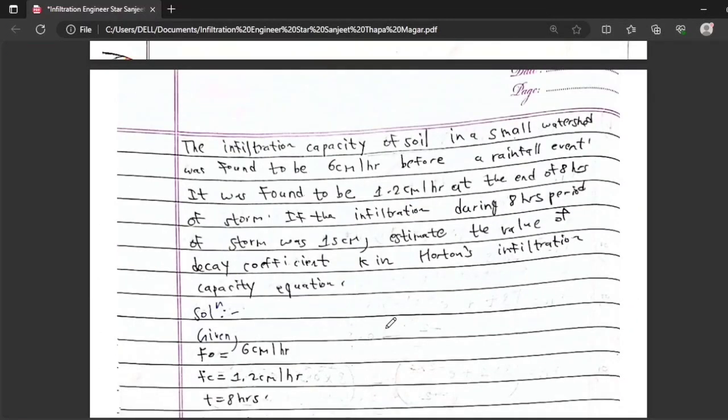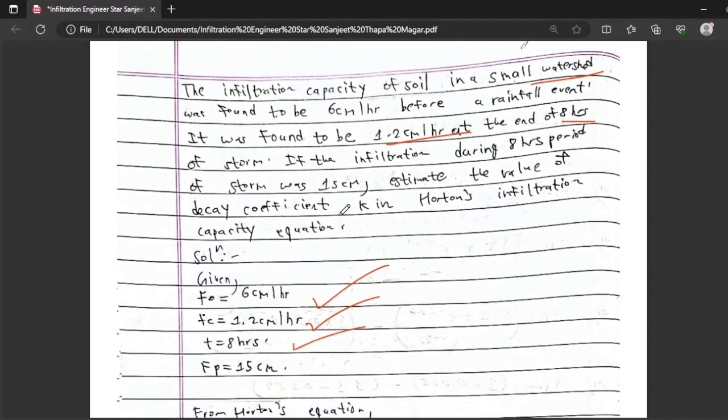This is the question. The infiltration capacity of soil in a small watershed catchment was found to be 6 cm per hour before a rainfall. Initially it is 6 cm per hour, and it was found to be 1.2 at the end of 8 hours. So at the beginning it is 6 cm per hour, at the end of 8 hours it is 1.2 cm per hour. If the infiltration during the 8 hour period of storm was 15 cm, estimate the value of the decay coefficient, that is K in Horton's infiltration capacity equation.